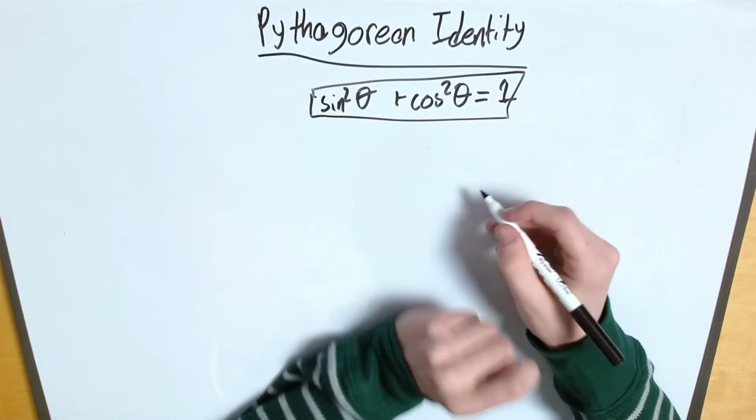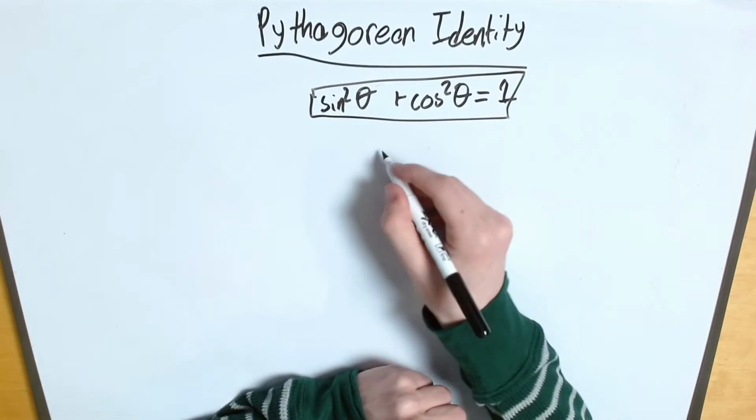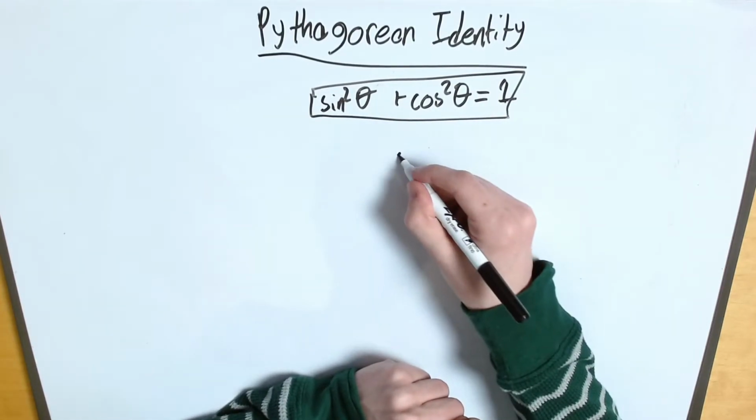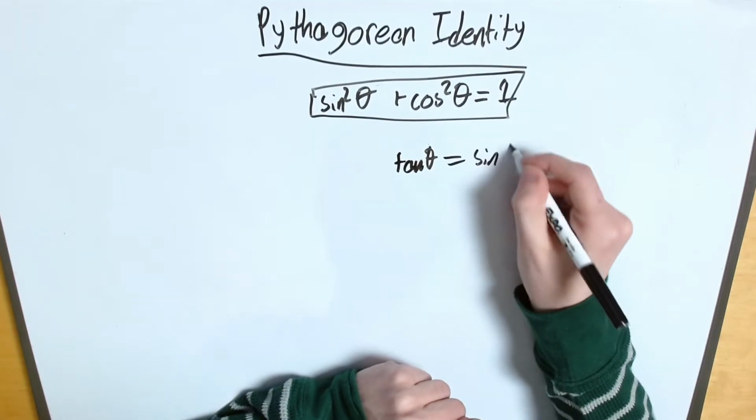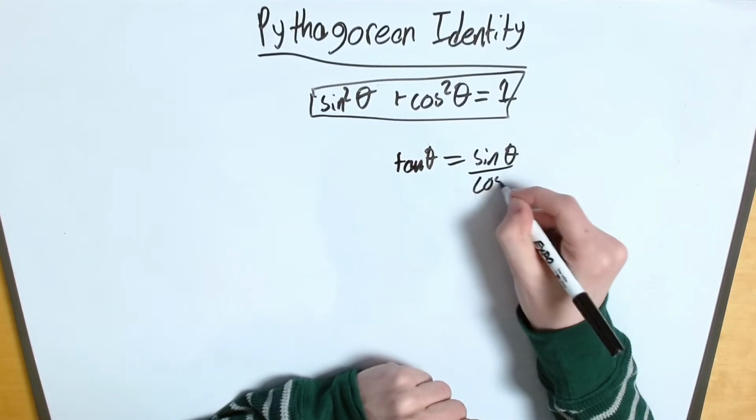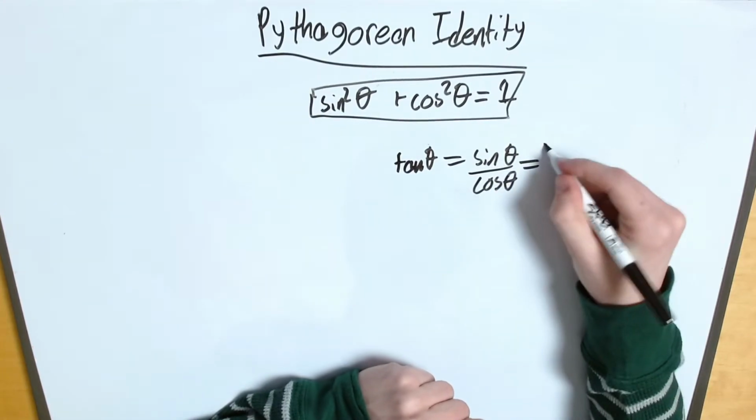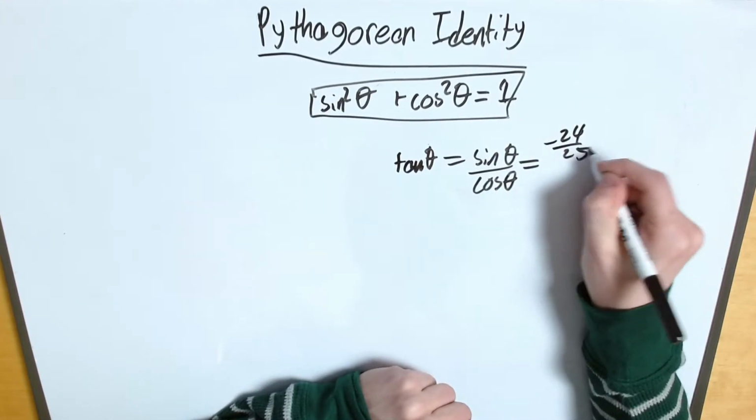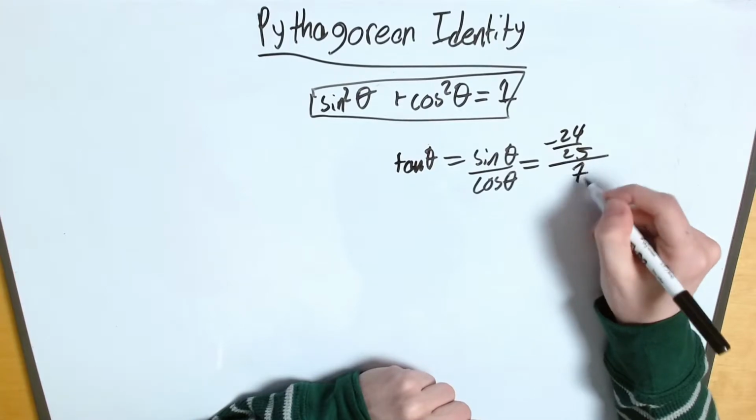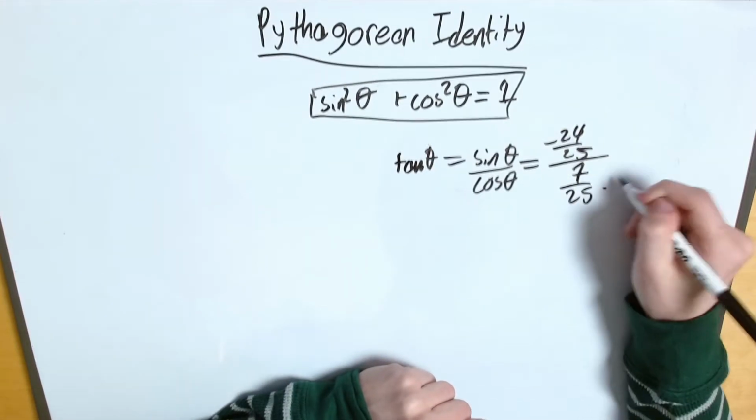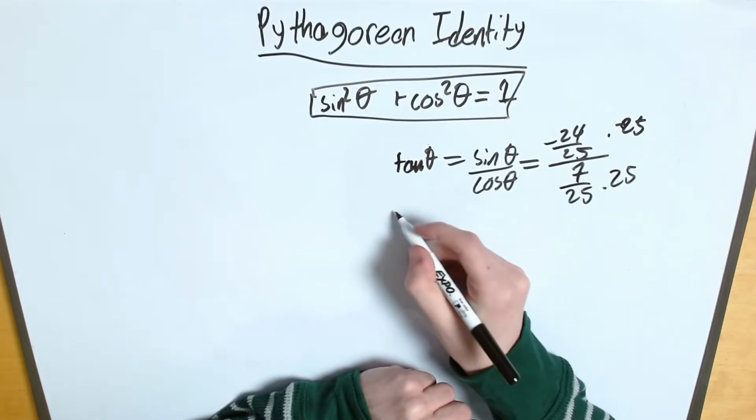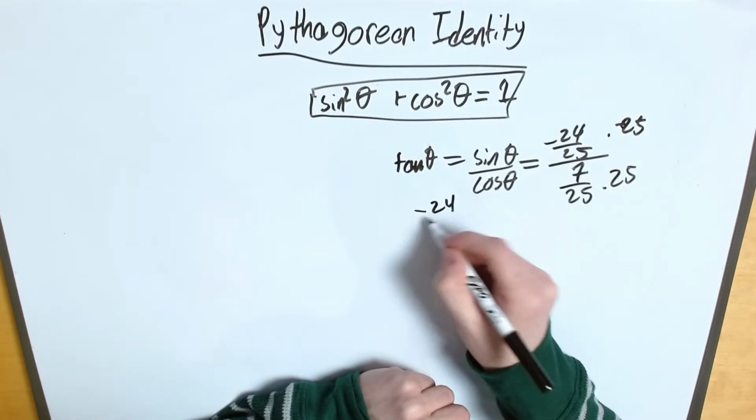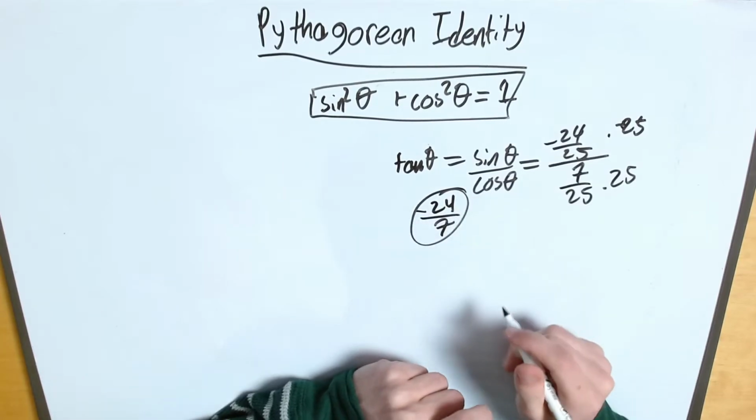Or if we went even further, we can find the tangent of theta. And since we know the tangent of theta is the sine of theta over the cosine of theta, well, we know the sine of theta is negative 24 over 25, and the cosine of theta is 7 over 25. So we could simplify down to just negative 24 over 7, the tangent of theta.